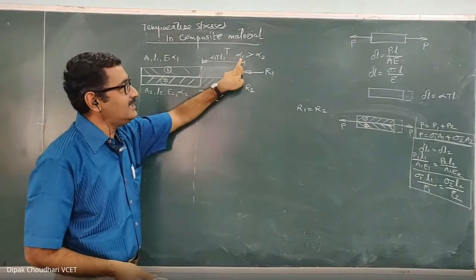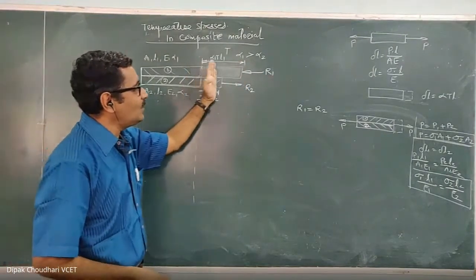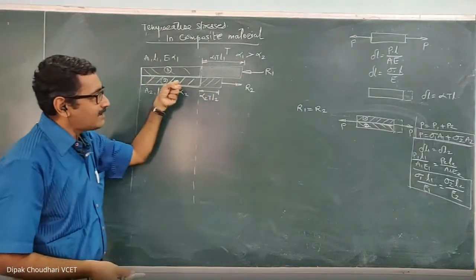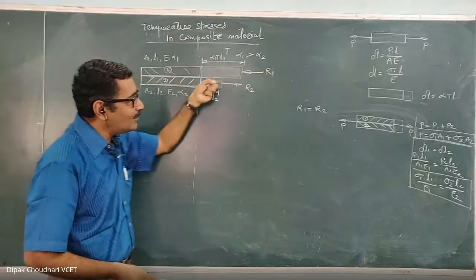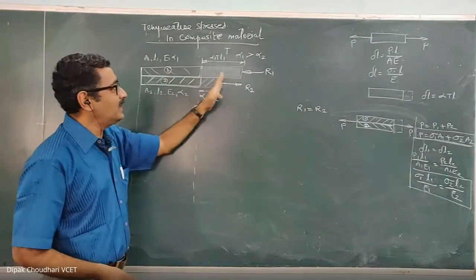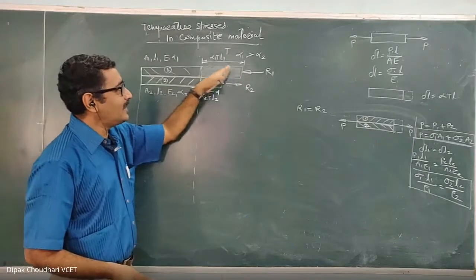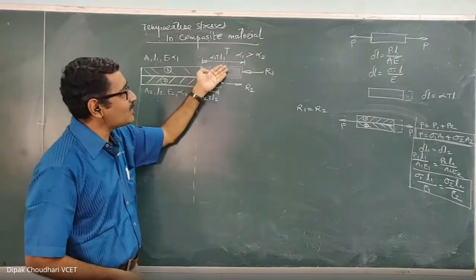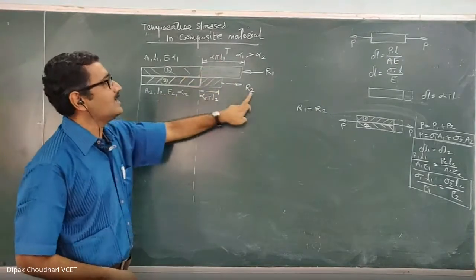Here alpha 1 is greater, so this material will try to elongate more. But the second material will pull it back, meaning it will apply a compressive reactive force on material 1. Whereas material 2's free deformation is less than material 1's. So material 1 will try to pull it along with it, and hence the reactive force exerted by 1 on 2 is tensile in nature.